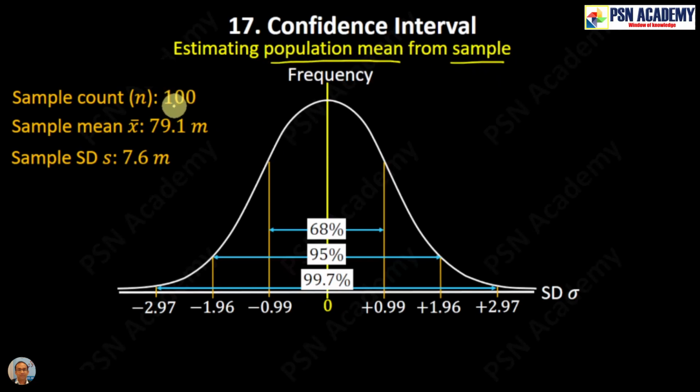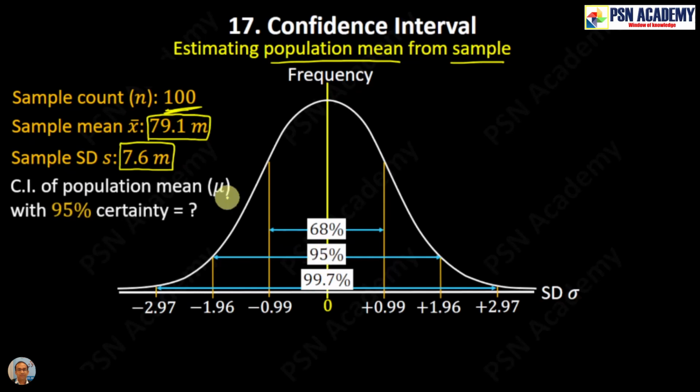Now, we are trying to estimate a population mean from a sample. We take a sample count as 100. The sample mean is 79.1 meter. We also know that the sample SD is 7.6 meter. Now, we assume that our sample follows normal distribution. Then in that case, if you say that we have the sample mean as 7.6 meter, then we can assume that the population mean is also 7.6 meters.